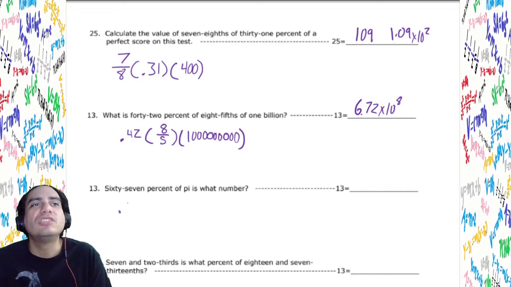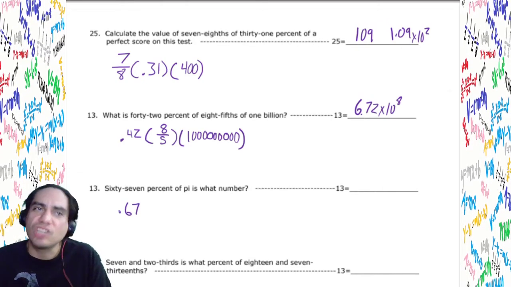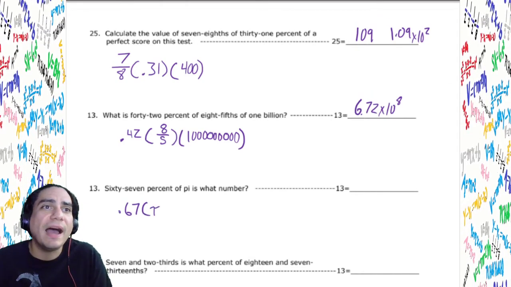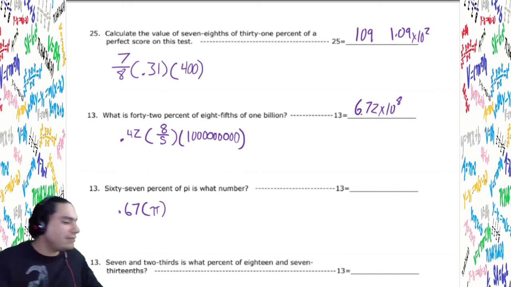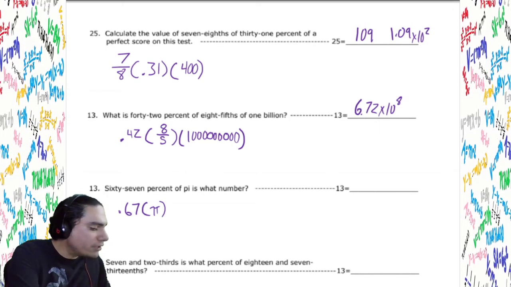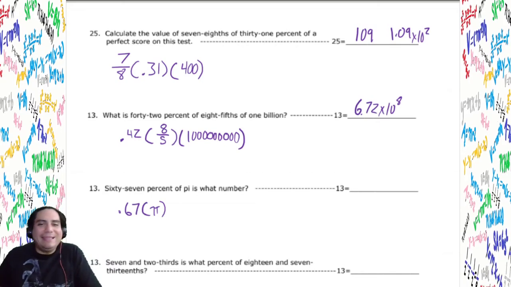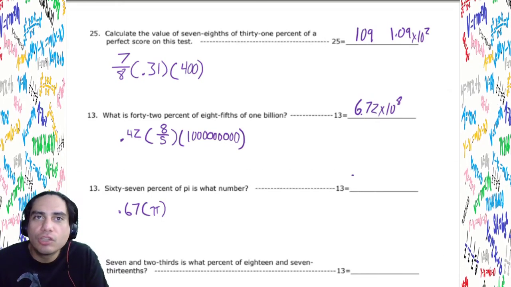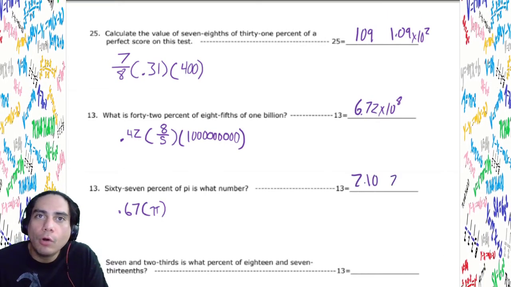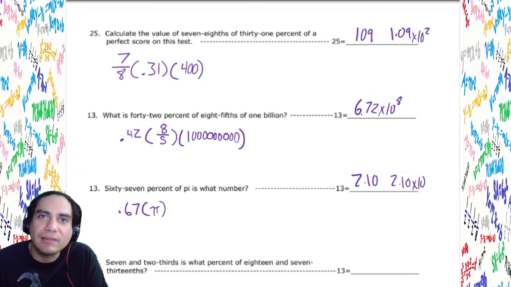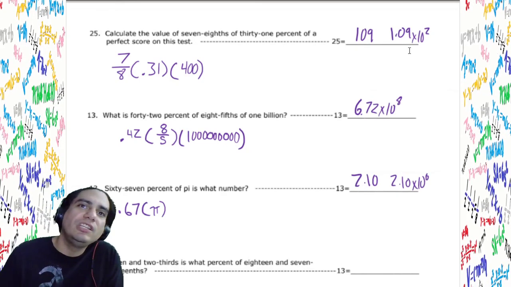67% of, 67%. Change it to a decimal. Of pi is what number? Ooh, that's easy. Yellow pi, 0.67, multiply, easy work. 2.10, or 2.10 times 10 to the 0. Easy work, ladies and gentlemen, easy work.